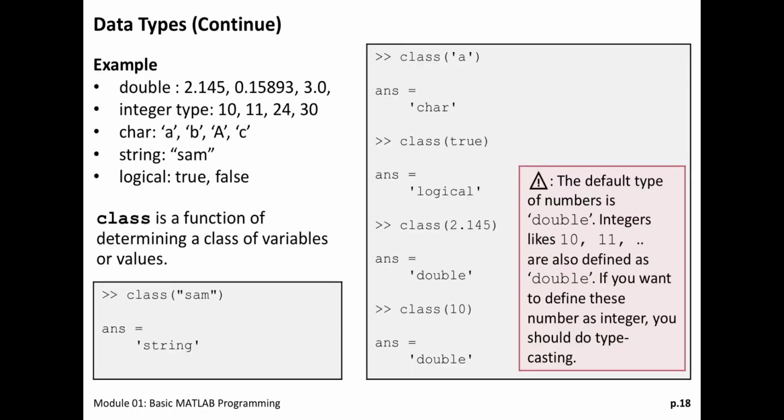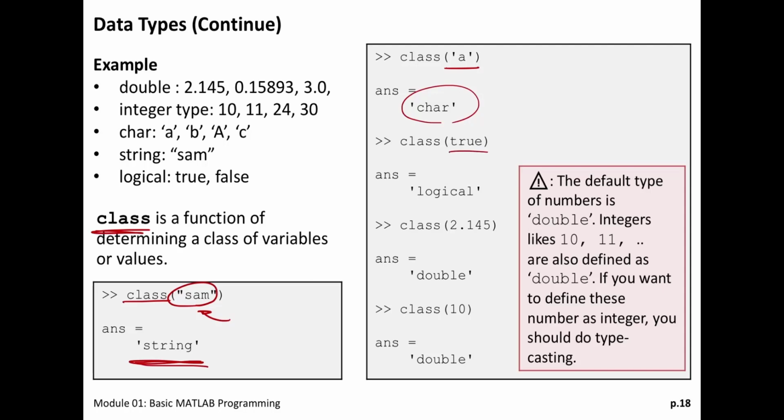Okay, here's the simple experiment. Class is a function that can determine a class of the variable or value. For instance, a class and then putting any value or the variable here, they can show the data type. If you put here, that is a string, right? They printing out the string here. If you put this one, that is a character, right?